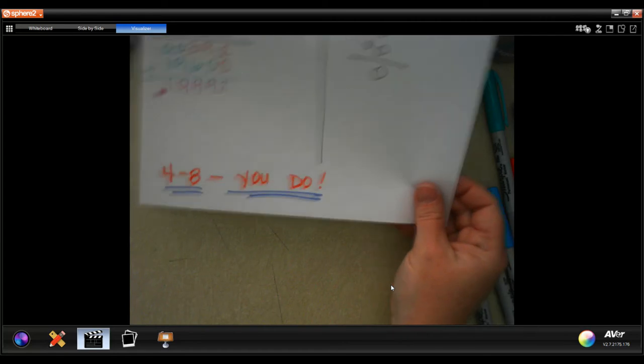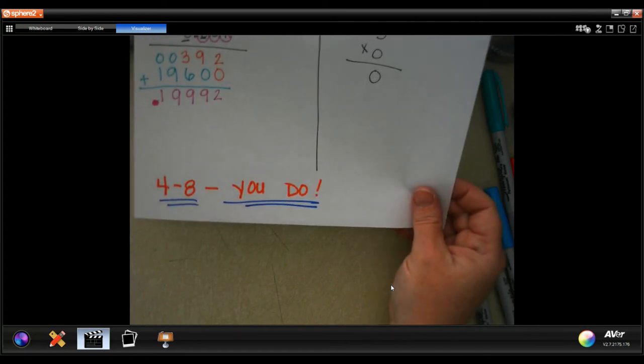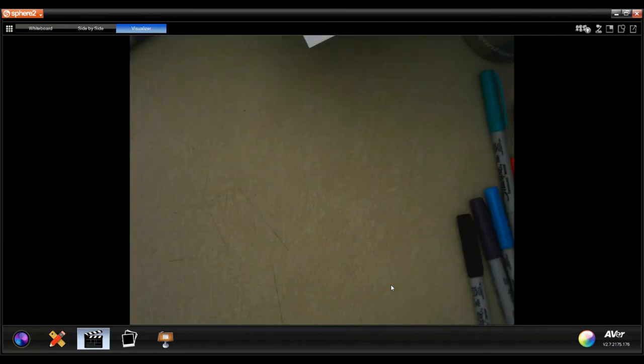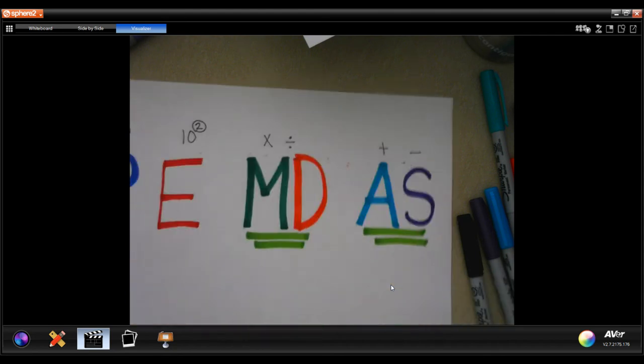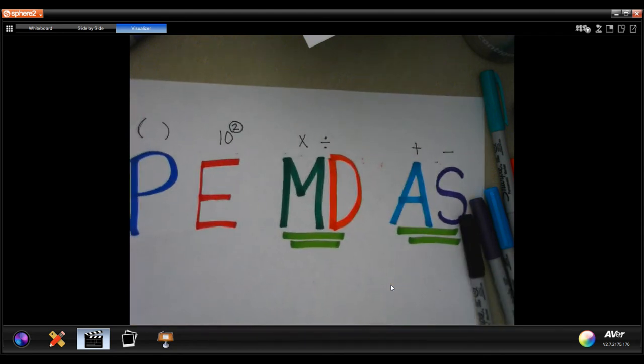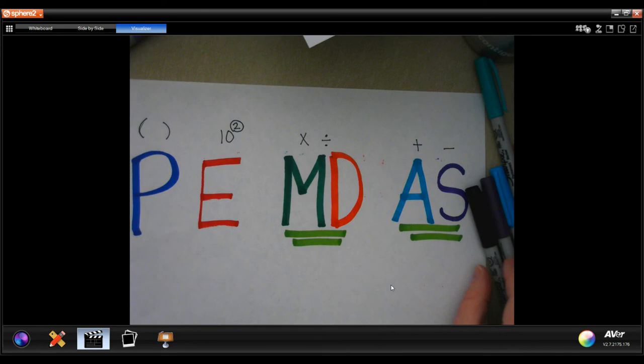All right, numbers 4 through 8. You guys do them yourselves. You totally can. I believe in you. For the next ones, I'm going to zoom this out some. I want you guys to pause this, do whatever you need to do so that you can write this down. It is important, okay?